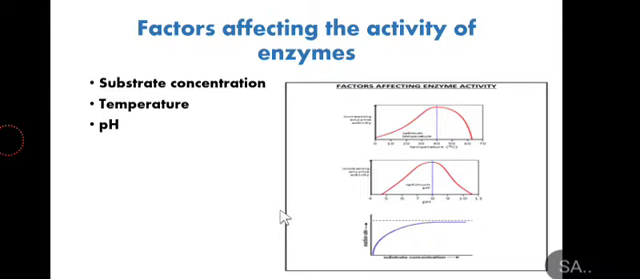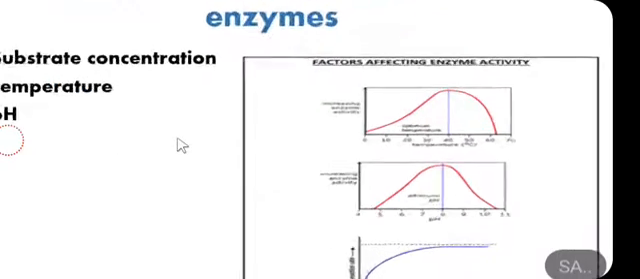Let's see the factors that affect the enzyme's activity. So first is the substrate concentration, then temperature, and then the pH. We'll discuss them one by one.